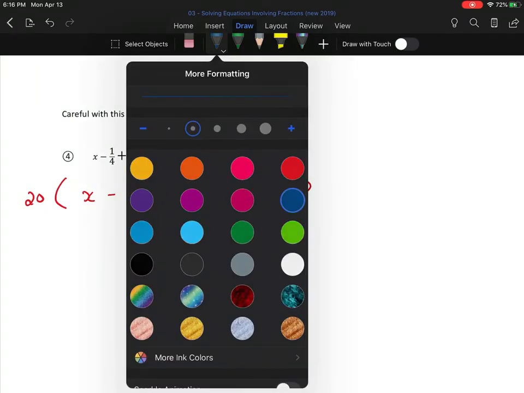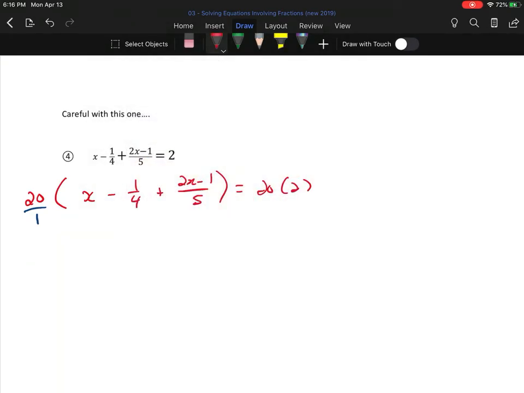And I've got some distribution going on here. And just so you know, I'm going to picture this as over 1, but I don't have to. It's over 1 when I need it to be over 1. It's just 20. So when I multiply the 20 times the x, I don't need the over 1. I just get 20x. But when I multiply the 20 times the negative 1/4, I do need the 20 over 1. I'm going to multiply by 20 in the top. Oops.